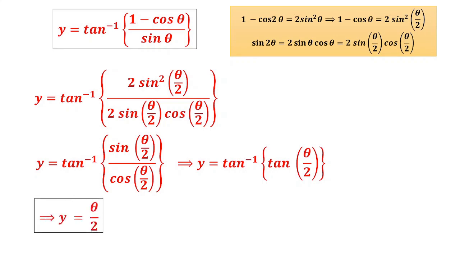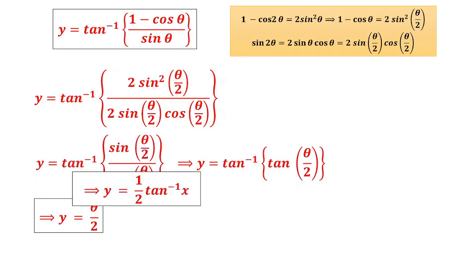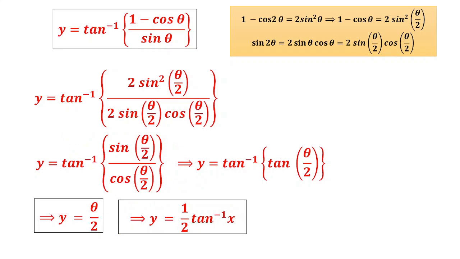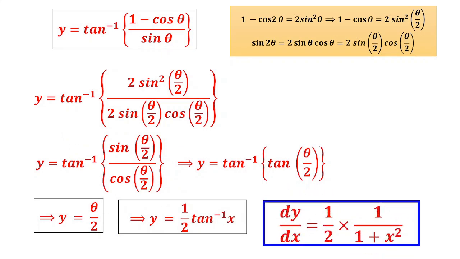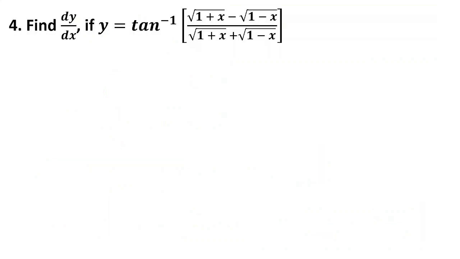But don't differentiate directly because we have done substitution. What we have to do? We have to do resubstitution. I am doing resubstitution because theta is tan inverse x. When you do the differentiation, it is 1 upon 1 plus x square. Fine. Let us go to question number 4.